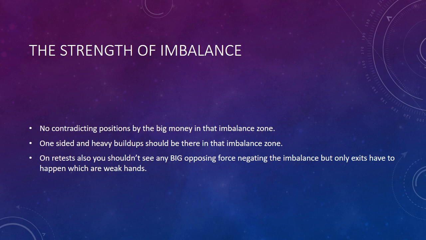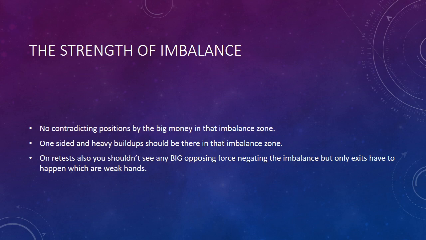And you should not see something different. You should not see something which says that within that imbalance zone we had contradicting positions. We should not have that case, because in that case the imbalance strength will be very less. There is no one-sided activity; it is a two-sided activity that has been seen in that imbalance price zone, and you could expect that imbalance zone not to hold. So that's when you avoid trading on that imbalance zone.